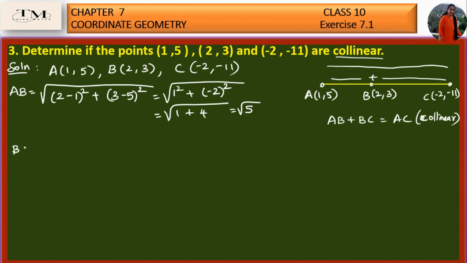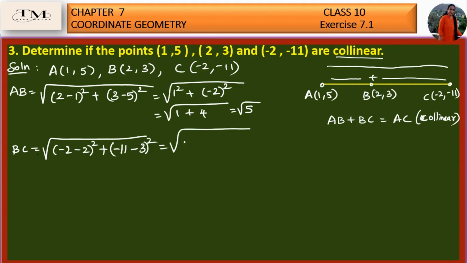Next we will find BC. So BC is nothing but the square root of (minus 2 minus 2) whole square plus (y2, which is minus 11, minus y1, which is 3) whole square. Minus 2 minus 2, so put the negative sign and add the numbers, you will get minus 4 whole square, plus minus 11 minus 3. So put your negative sign and add the numbers. You will get minus 14 whole square.